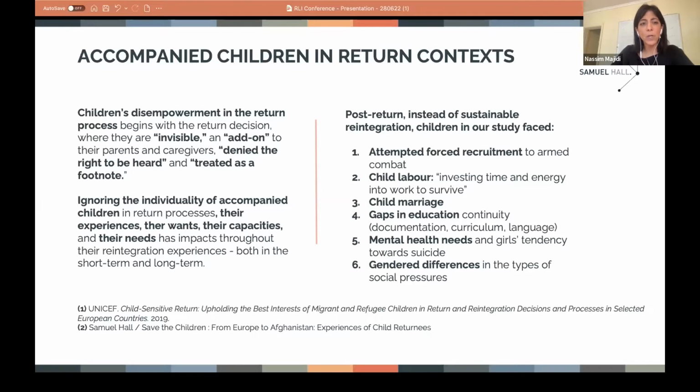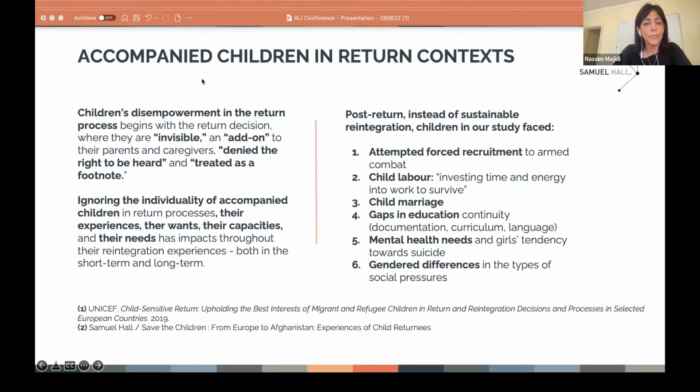There were multiple issues that came out of our research, from attempts to be forcefully recruited, to children engaging in child labor, because they had to invest their energy into something for their families, but also for those who didn't go to school.